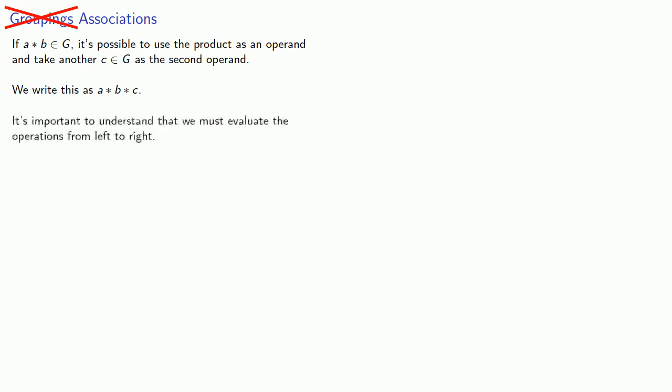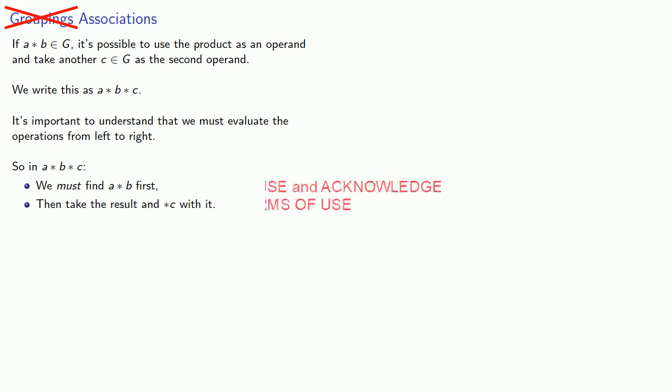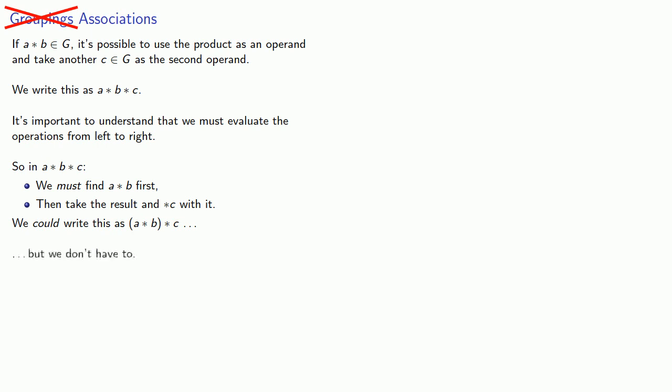It's important to understand that we must evaluate the operations from left to right. So in A star B star C, we must find A star B first, then take the result and star C with it. And we could write this as A star B in parentheses star C, where our parentheses have the usual meaning of do the stuff inside first, but it's important to recognize that we don't have to. When we write this, we mean take care of the first two things first.